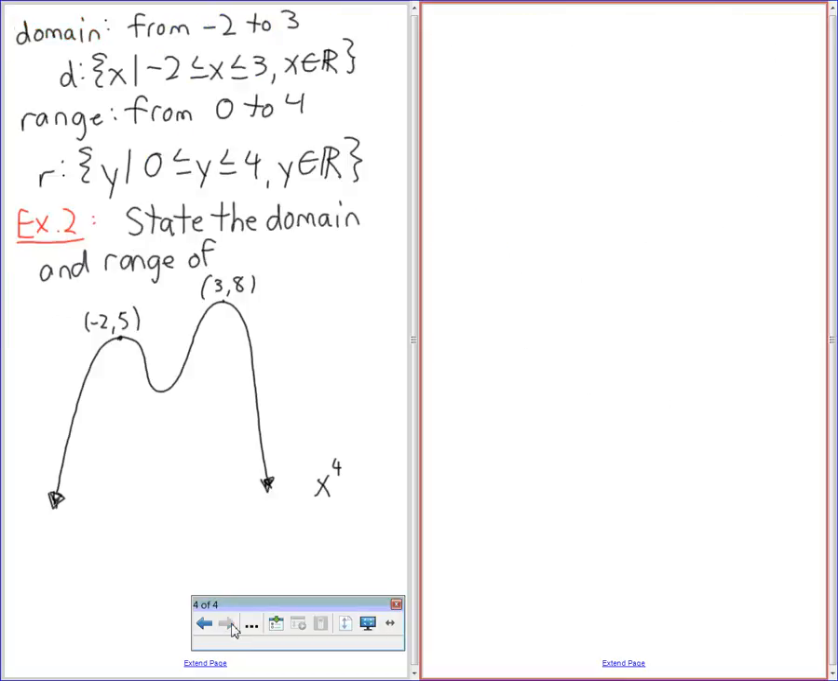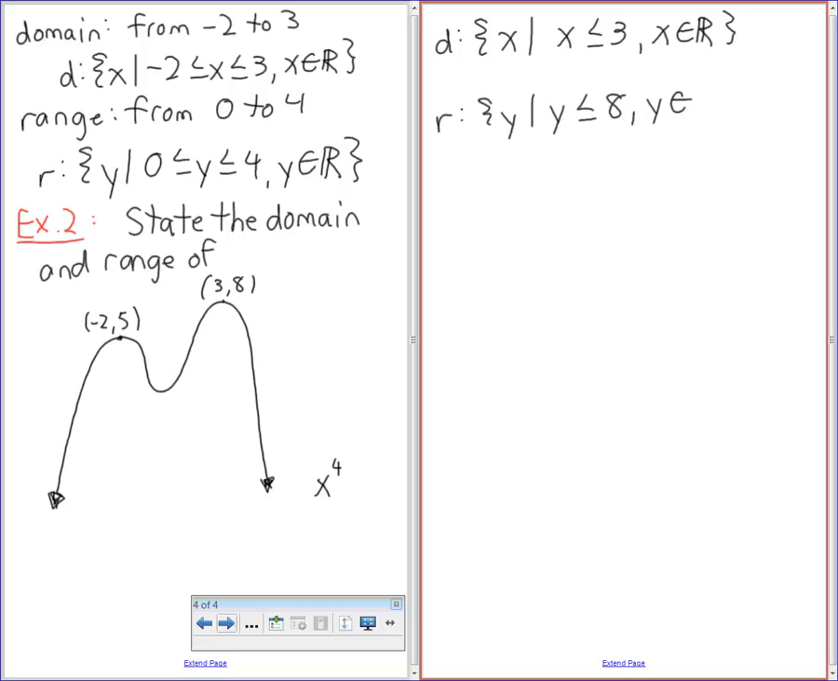Brian thinks he has the answer. Go ahead. X is greater or less than, less than or equal. X is less than or equal to 3. Okay, good. Okay, what about Y? Y is less than or equal to 8. Okay. Now, before you scribble that down, what do we think about that?